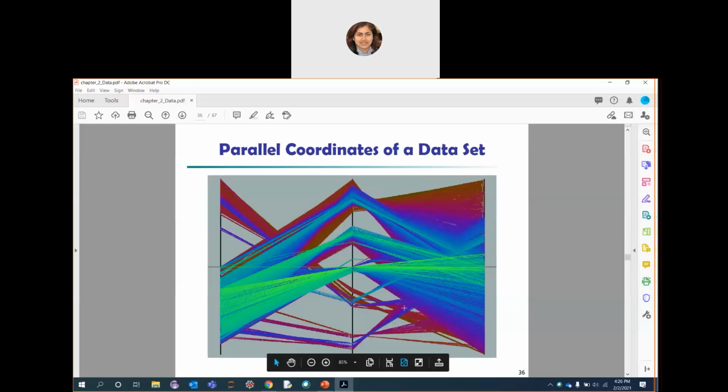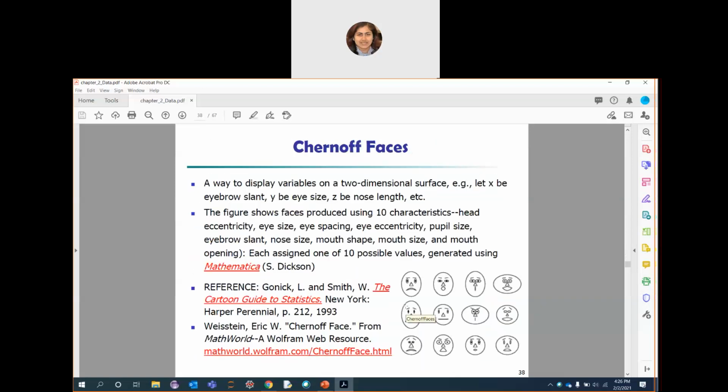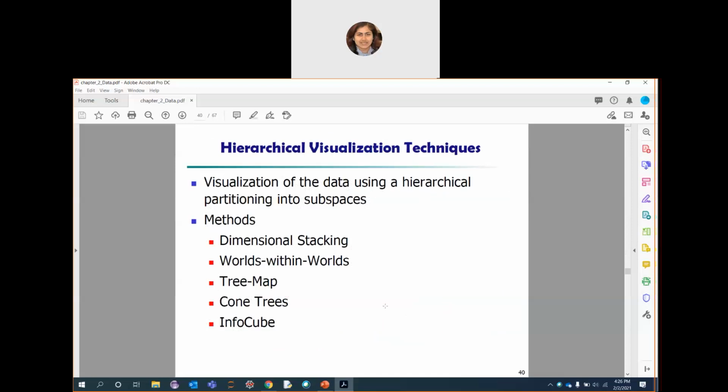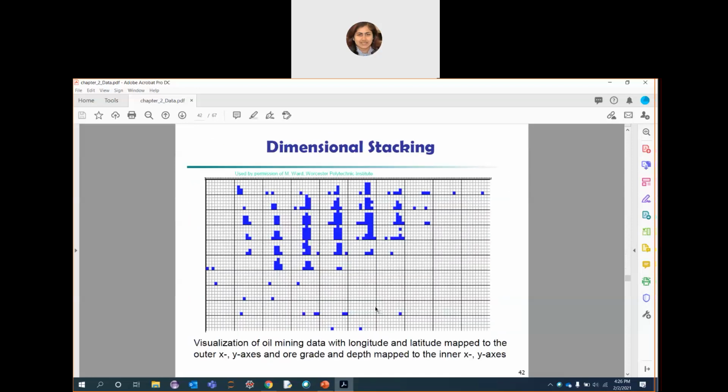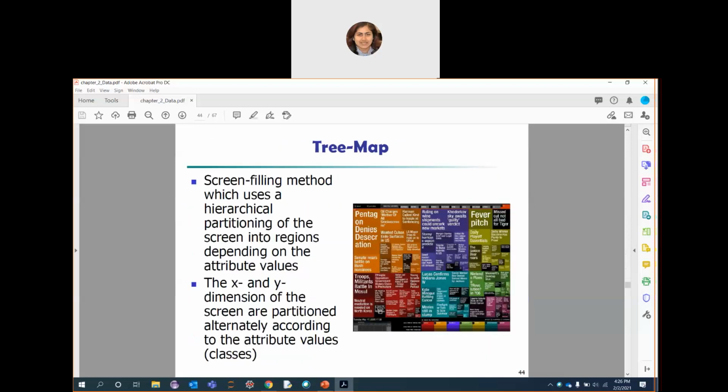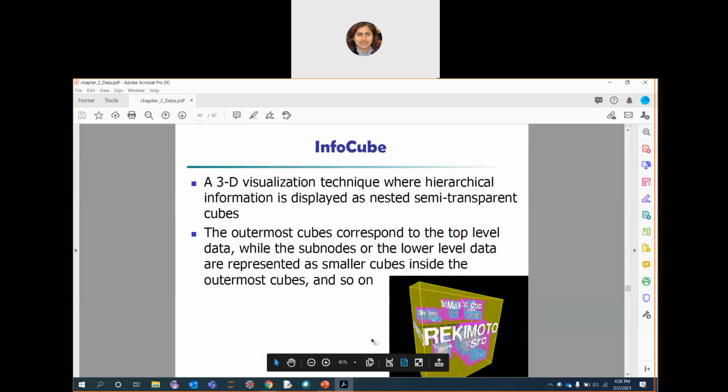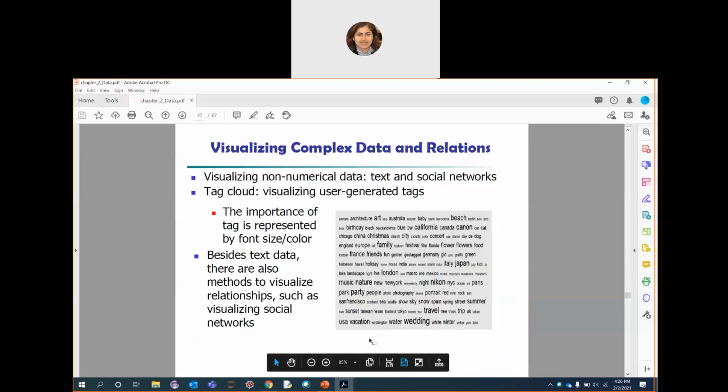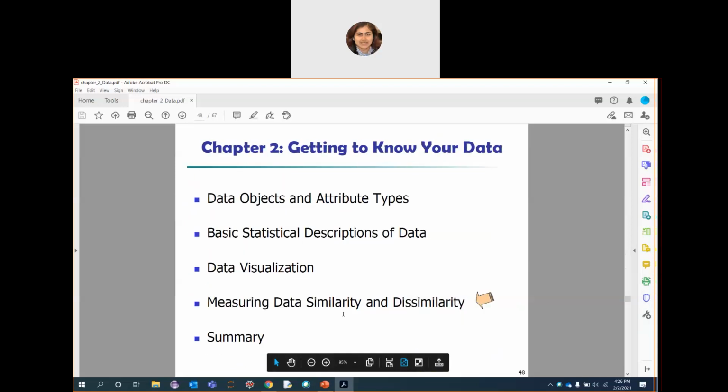Landscapes, some of the visualizations. Okay. So for data visualization, you can refer to the book to get into more details about visualizing the data, and you will have an idea of what type of data you may encounter.